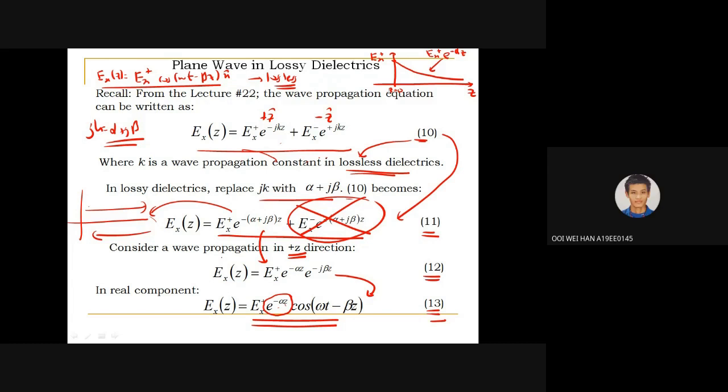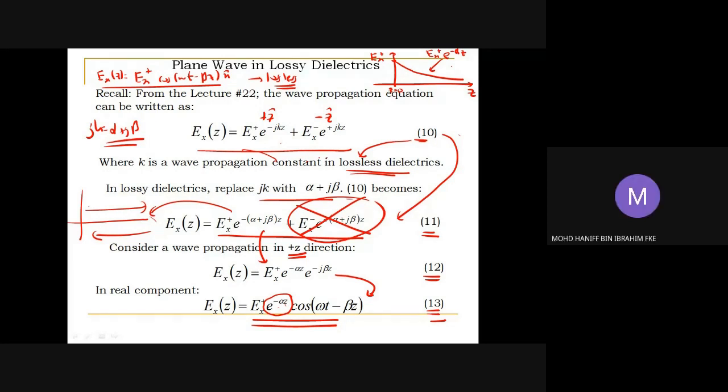For the graph, decreasing exponentially means the wave will reduce to 0, right? In the end it will reach 0. Correct. 0 means the wave disappears.